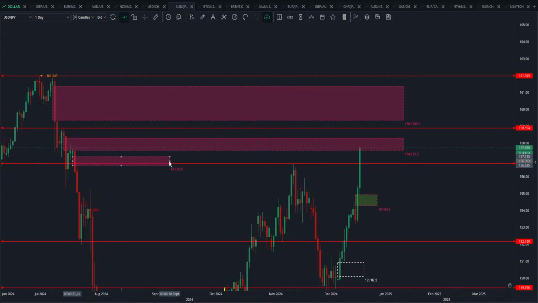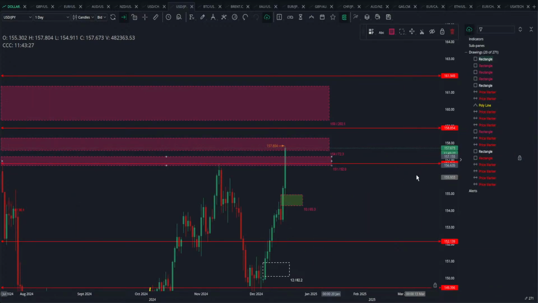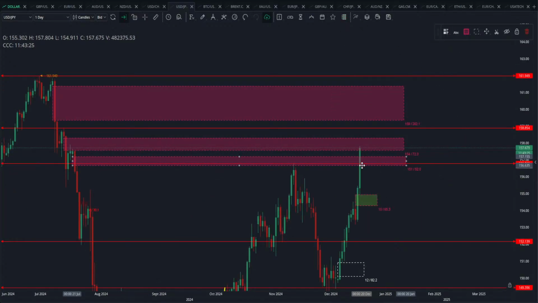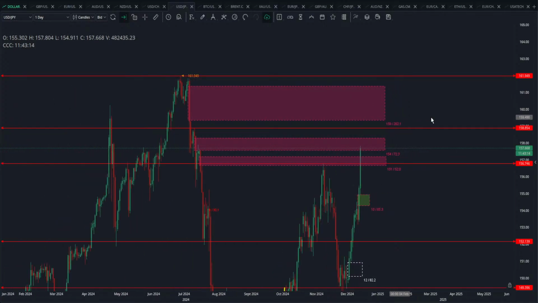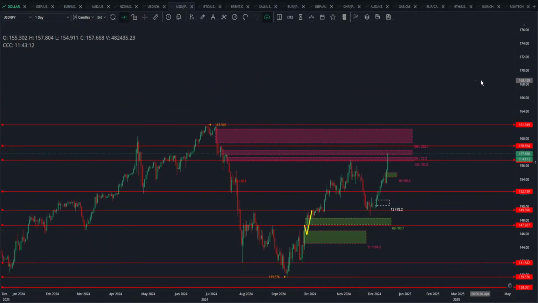If the price today, because the price has just gone through it today, is able to manage a close above this gap today, then this will be our target. Okay, and if the price closes above this, then this will be our target. And if the price closes above this, then we can see the whole year price keep hovering above 161.94.